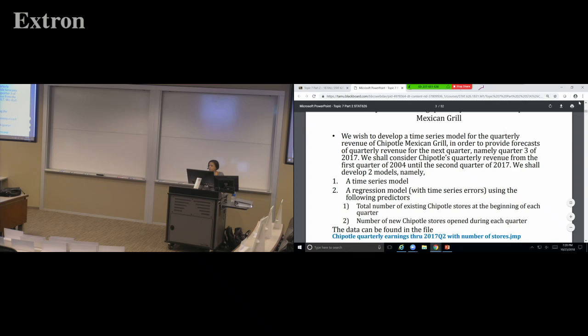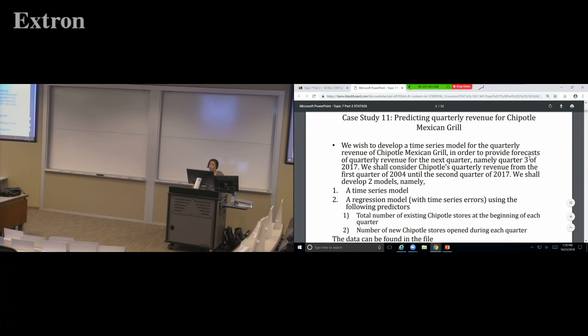In this process, we're going to look at the quarterly revenue for Chipotle Mexican Grill. The goal here, our hope, is to develop a time series model for the quarterly revenue of Chipotle Mexican Grill in order to provide forecasts of that quarterly revenue for quarter 3 of 2017.